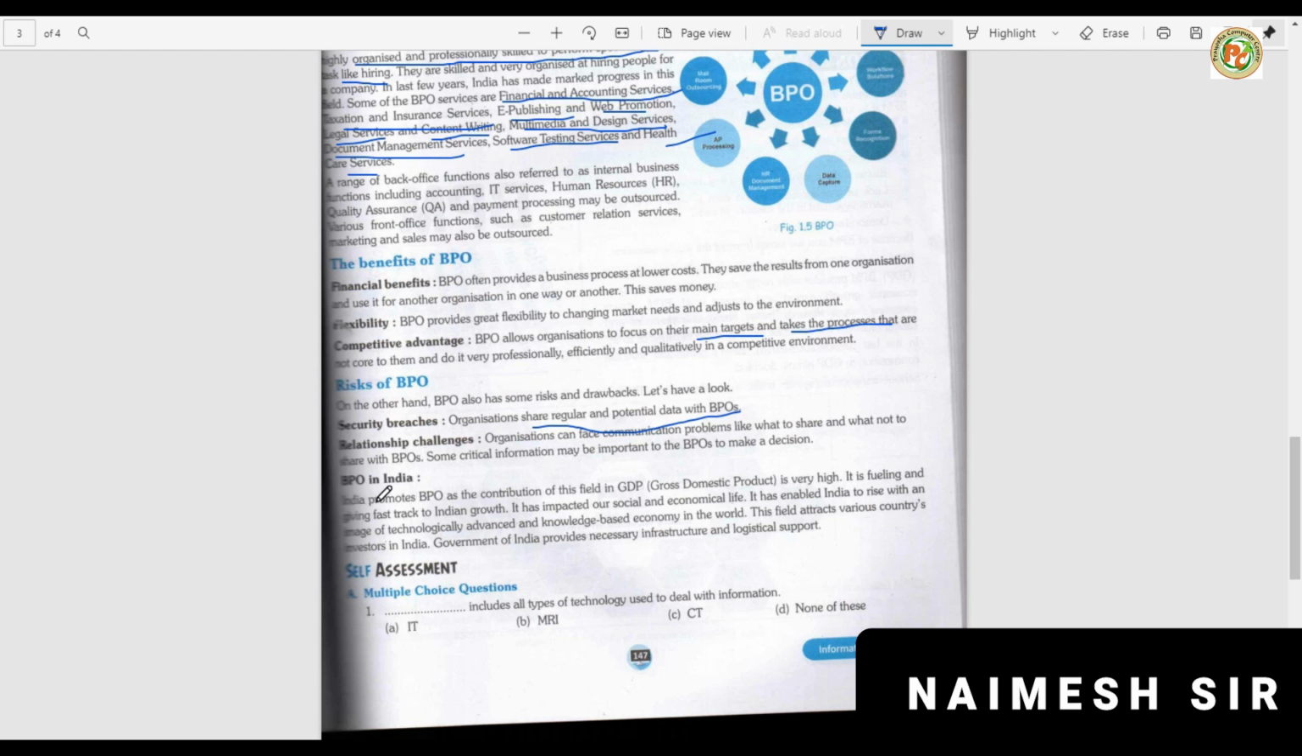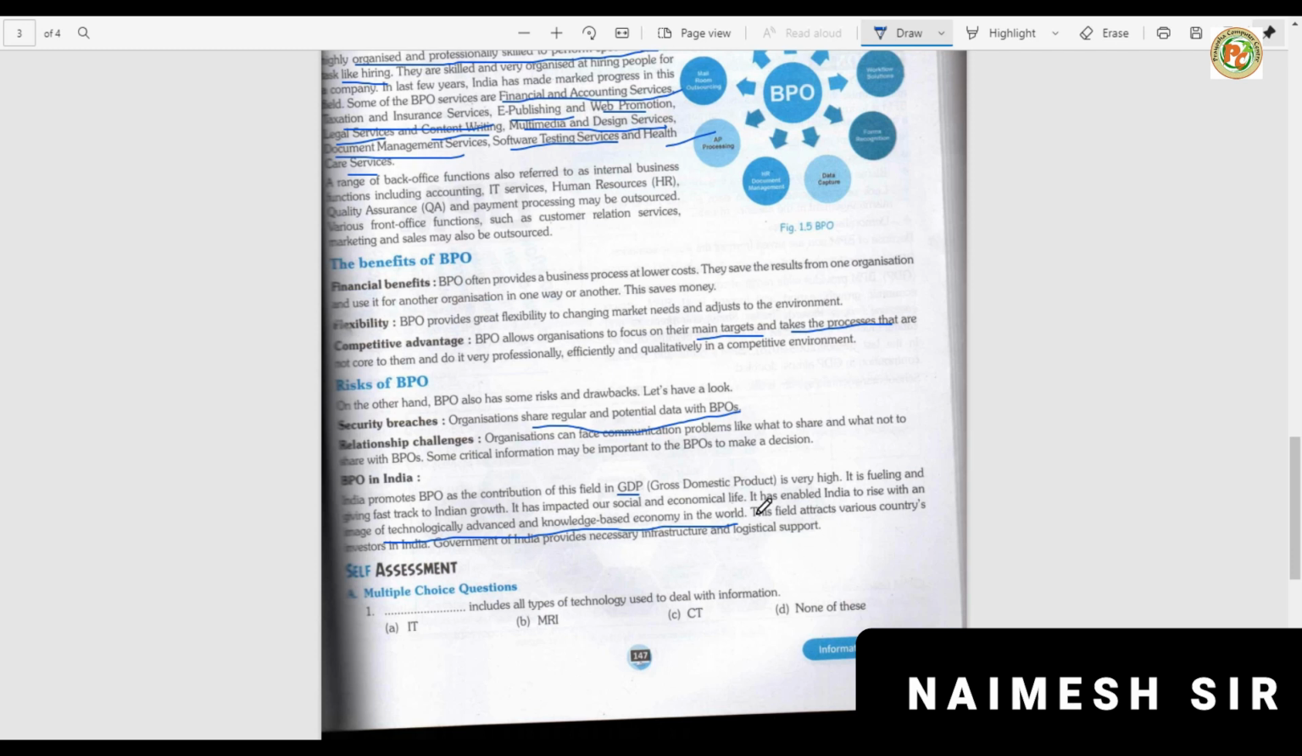Now BPO in India. India promotes BPO as a contribution to the GDP. GDP stands for gross domestic product. It is very high. It is fueling and giving a fast track to Indian growth. It has impacted our social and economic life also. It has enabled India to rise with an image of a technologically advanced and knowledge-based economy in the world. This will attract investors from various countries to India. The Government of India provides necessary infrastructure and ideological support.